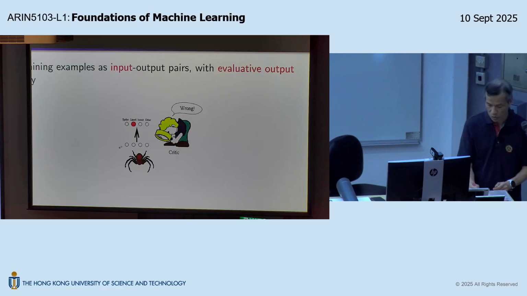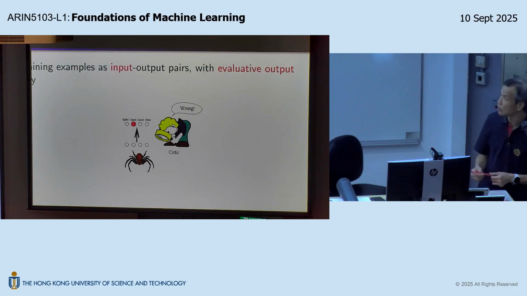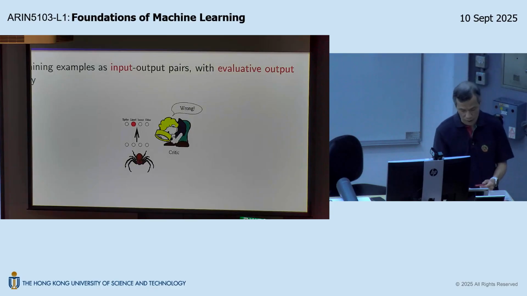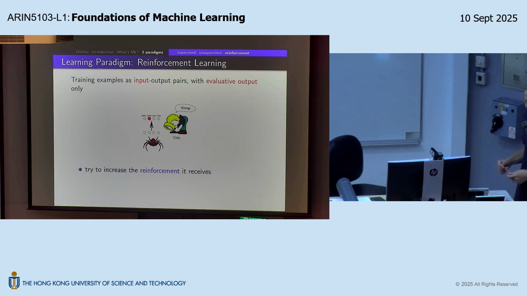Say, for example, you look at this and think this is a lizard, and the critic only tells you that you're wrong. However, it does not tell you that this is a spider or whatever. So you only know that you're wrong. Then you have to somehow, based on this, what we call the reinforcement, try to adapt your model.